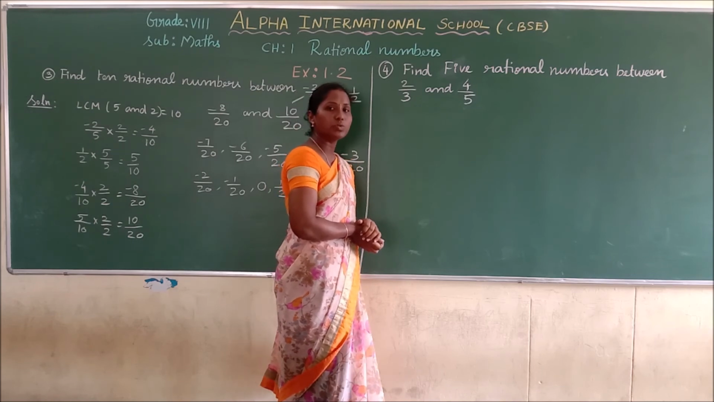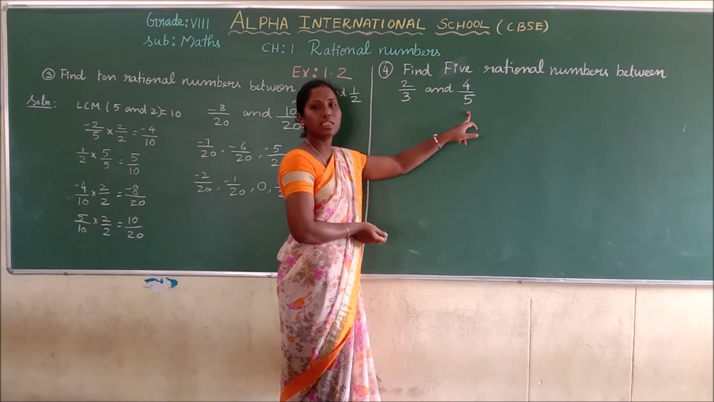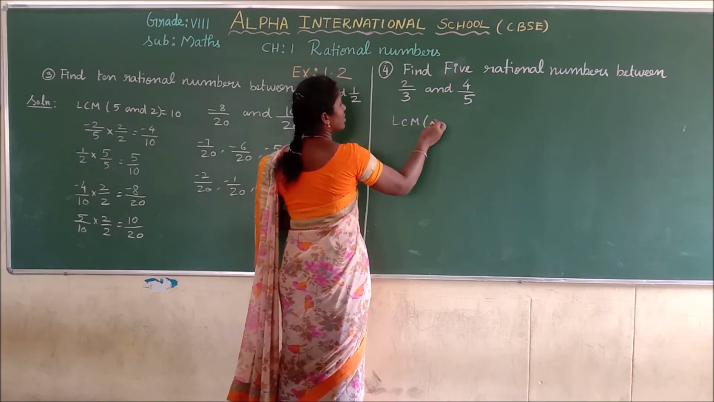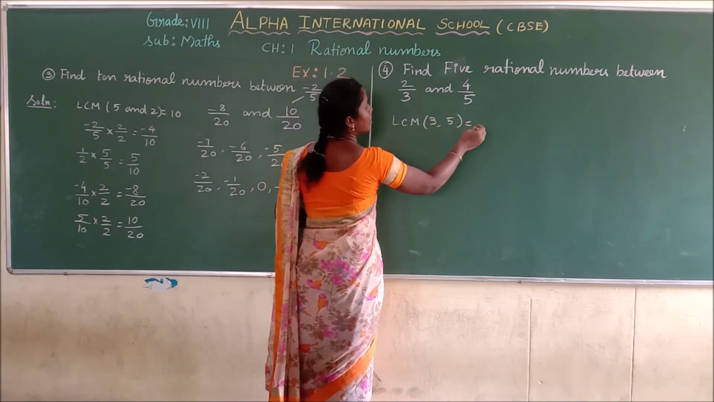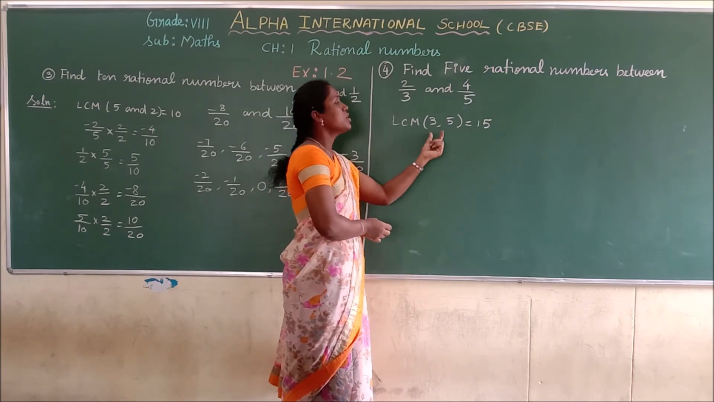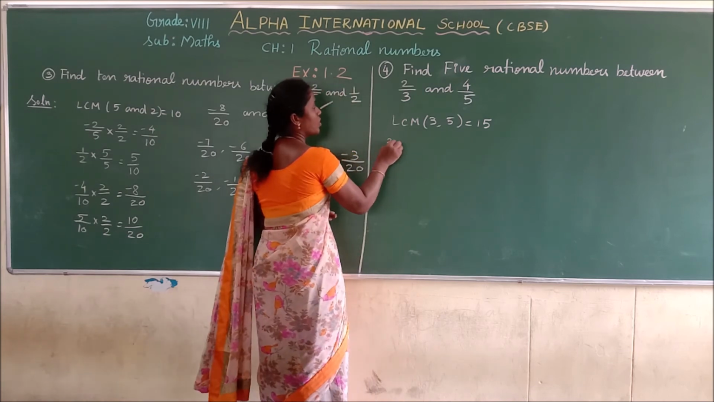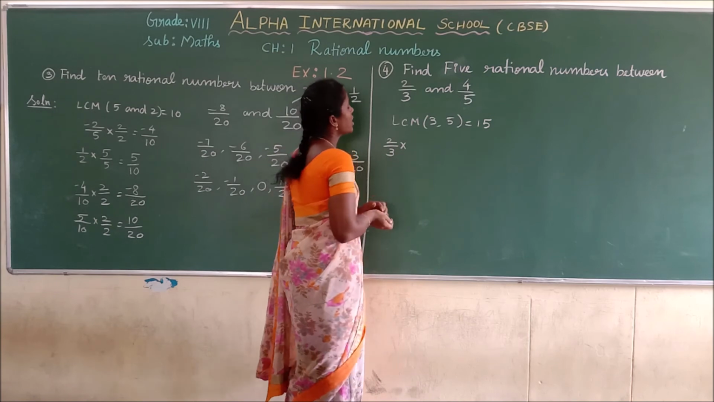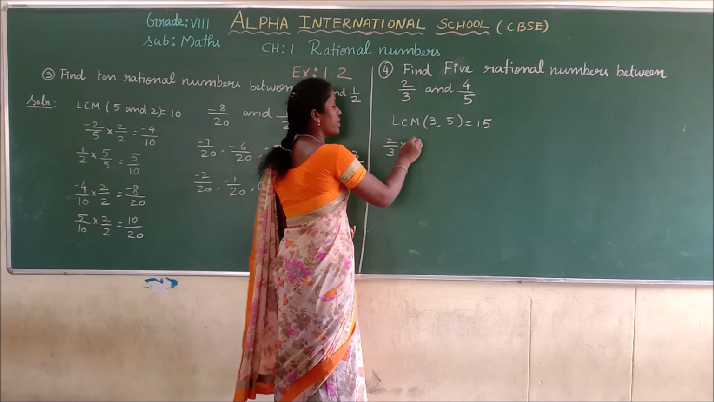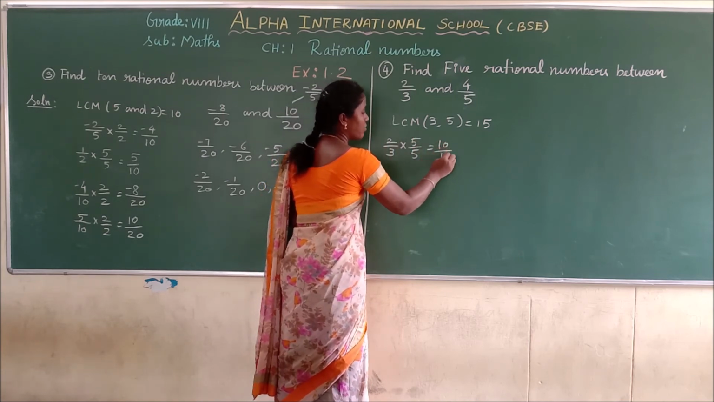For that, we have to take the LCM of 3 and 5. What is the value? 15, isn't it? 3 is a prime number, 5 is a prime number, so the LCM of 3 and 5 is 15. Now 2 by 3. What number should be multiplied with 3 to get 15? 5. So multiply and divide by 5. 2 fives are 10 by 15.